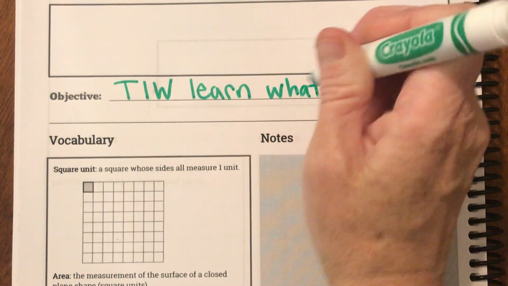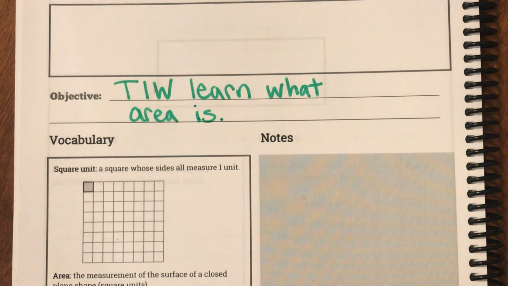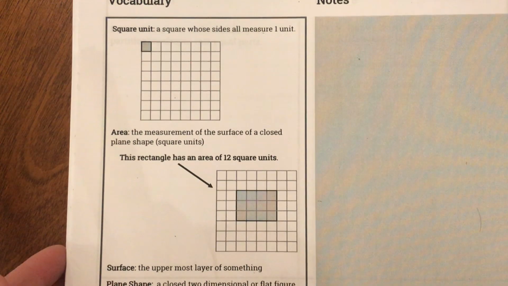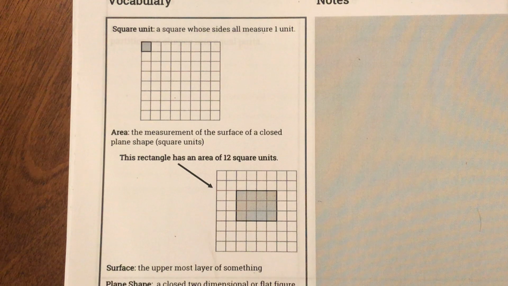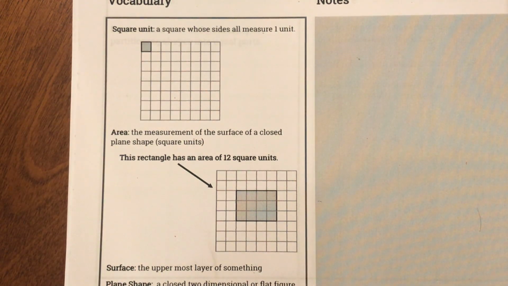what area is. Now remember, if I'm going too fast for you, you could pause the video and get caught up. Okay, so we have some vocabulary to talk about. The first thing is, when you measure area, you usually measure it in something called squares or square units. It says a square unit is a square whose sides all measure 1 unit, because we know a square means all the sides have to be equal.